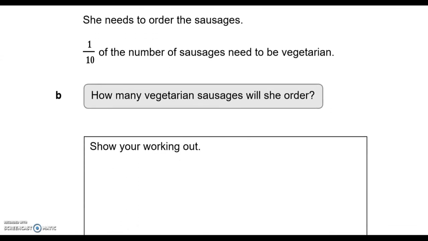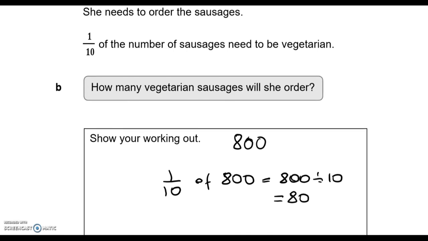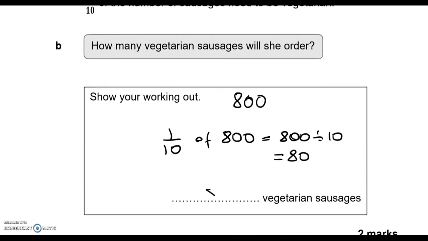Okay, she needs to order the sausages. 1/10 of the number of sausages need to be vegetarian. How many vegetarian sausages will she order? So there were 800 of them in total. So 1/10 of 800. So 1/10 means dividing 800 by 10. Which gives us 80. So 80 sausages will be vegetarian.